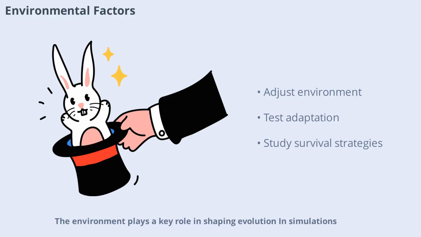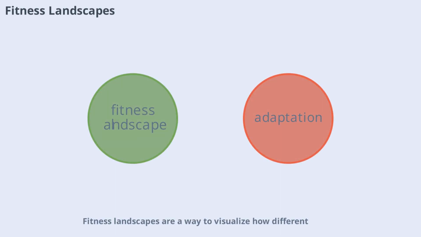The environment plays a key role in shaping evolution. In simulations, environmental factors like temperature, food availability, or predators can be adjusted to see how populations respond. By changing these variables, researchers can test how different pressures influence the direction and speed of evolution. This helps us understand how real organisms adapt to changing environments. Fitness landscapes are a way to visualize how different traits affect an organism's chances of survival and reproduction.